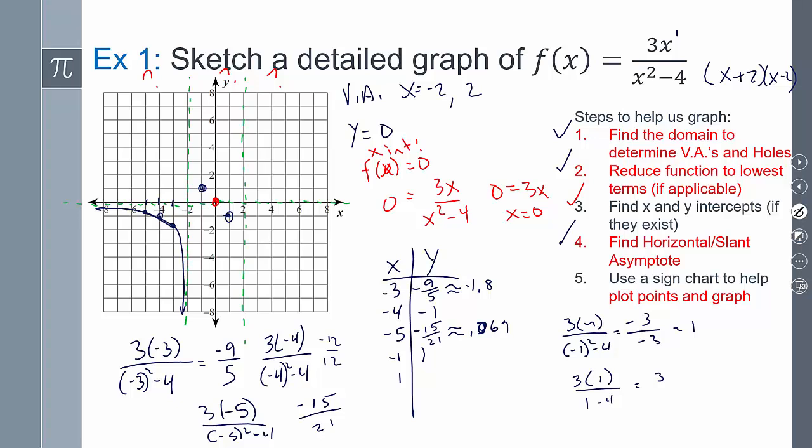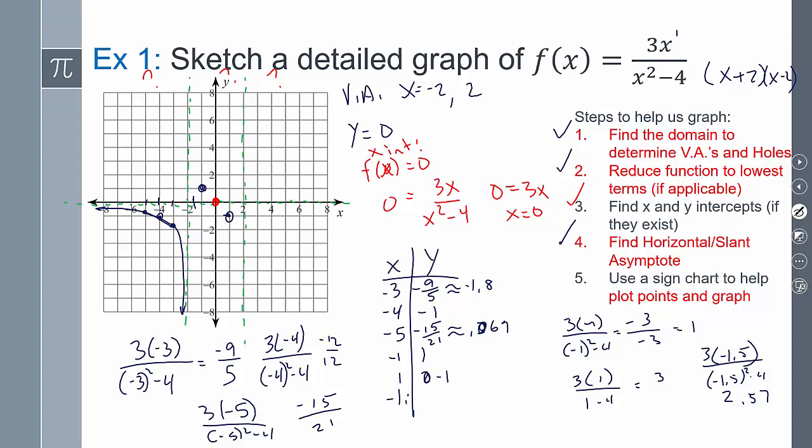Now, this tells me that maybe it's going to go up forever, but I still don't have enough information. So one thing we can do is plug in negative 1/2 and see what happens. So 3 times negative 0.5 over negative 0.5 squared minus 4. The idea is that if we did that, we're going to be able to locate that number better. And so that's positive 0.57.